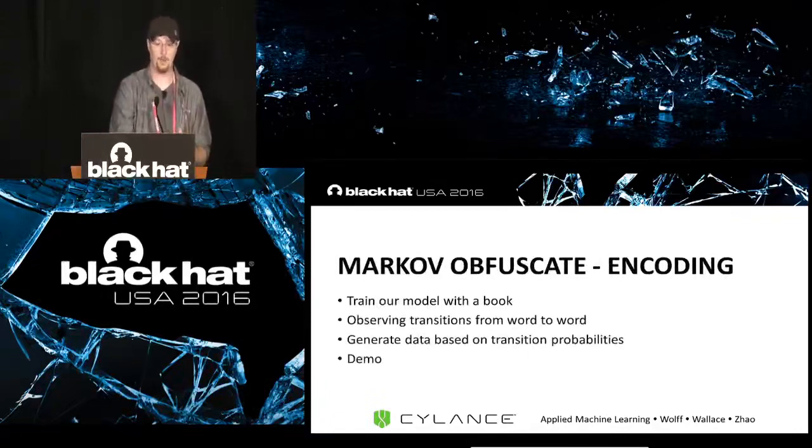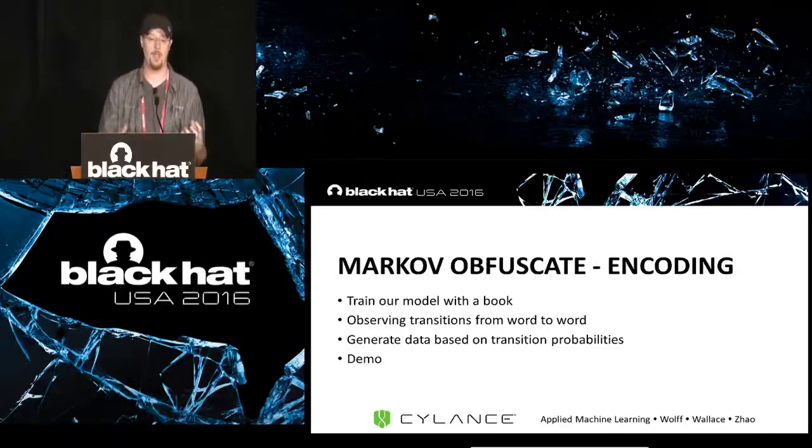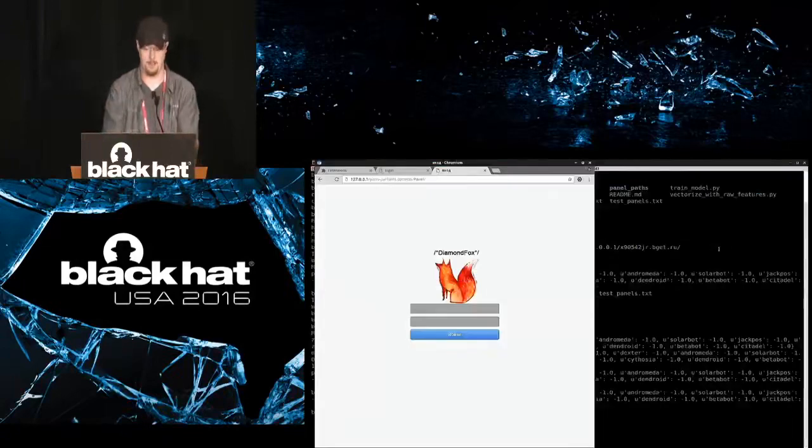So we're going to do a quick demo here. I think we're running short on time, but essentially what we're going to do is take a book from Project Gutenberg, train on that, and then observe the transitions from word to word, and it's going to generate the data based on that.